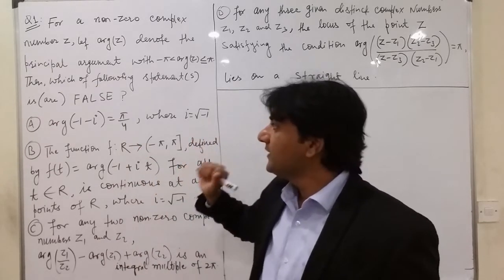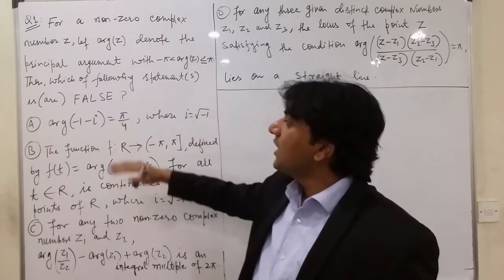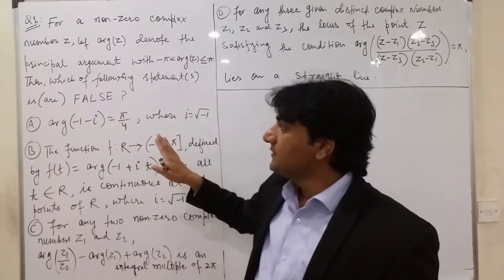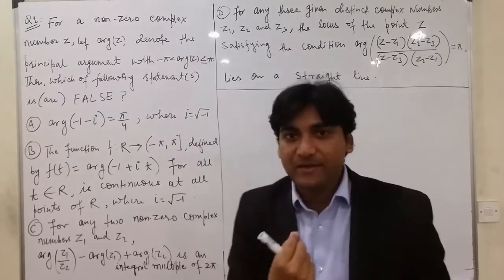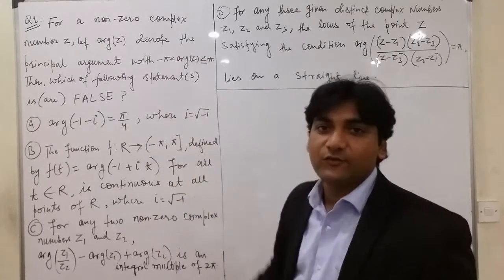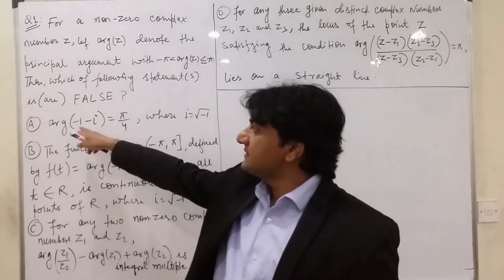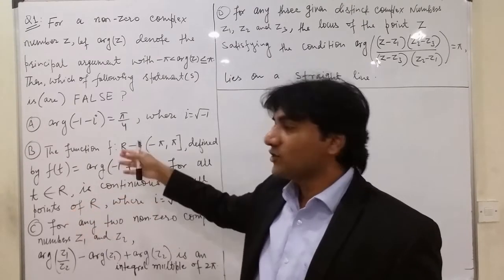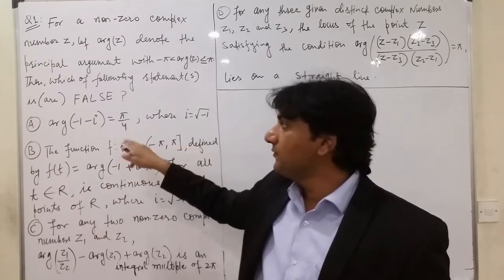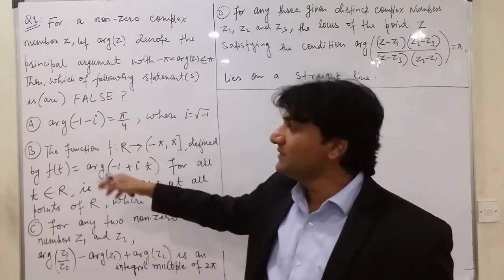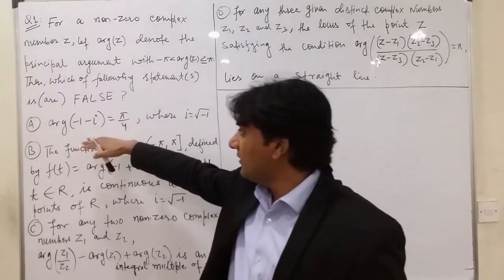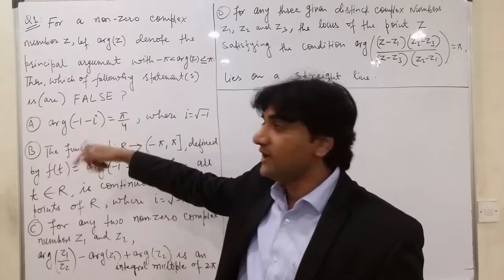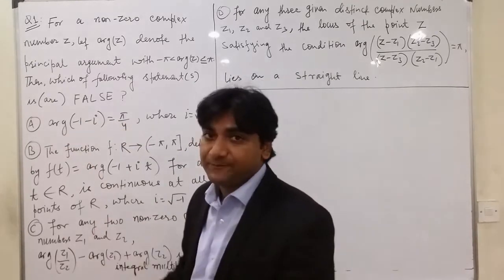in these options. So option A, argument of minus 1 minus i equals pi by 4. For example, if I am writing this paper, then I will not solve this question. Minus 1 and minus i lie in the third quadrant, and in the third quadrant the argument can never be pi by 4. Pi by 4 argument is possible in the first quadrant. It means option A is wrong, and we have to choose the false one. I mean option A will be our answer.